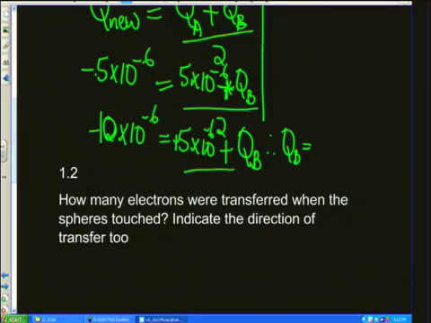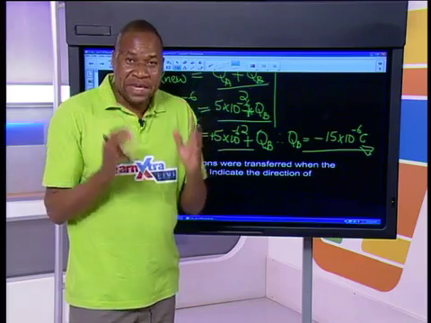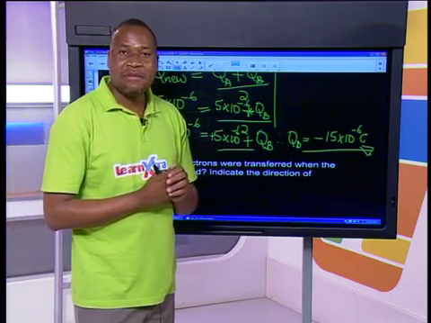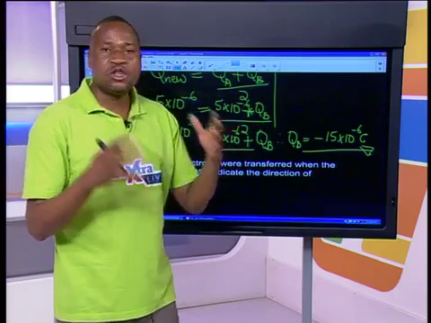And what is it going to be? It's going to become minus 5 by 10 to the power minus 6. Minus 10 to the power minus 6 minus 5 by 10 to the power minus 6 will give me minus 15 by 10 to the power minus 6 coulombs. So that was the original charge on B. Sphere B was minus 15 by 10 to the power minus 6 coulombs.